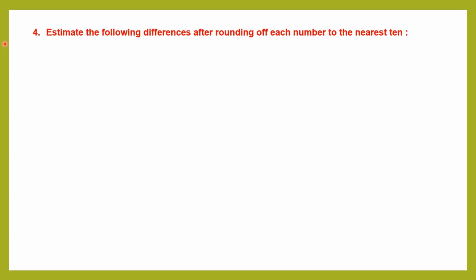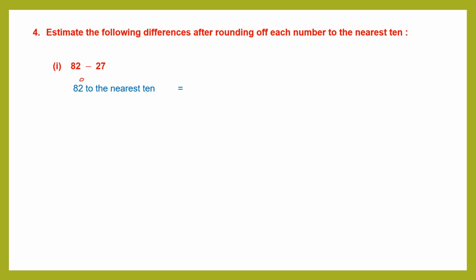Question 4. Estimate the following differences correct to the nearest 10. So here we once again round off to the nearest 10, but this time you're going to find the difference. That means we're going to subtract the two numbers. So let's begin. Now the first one is 82 minus 27. So first we're going to round off 82 to the nearest 10.